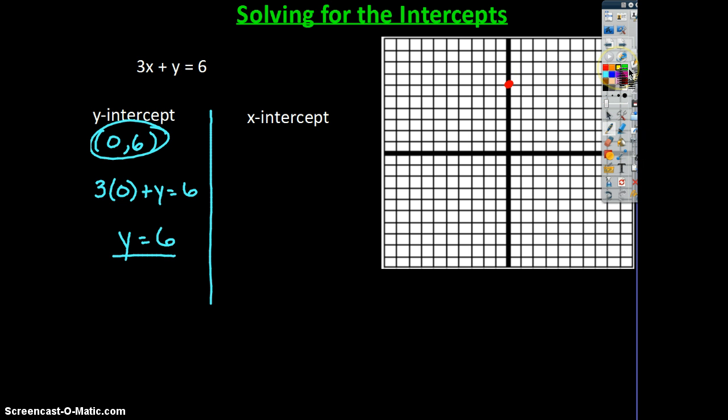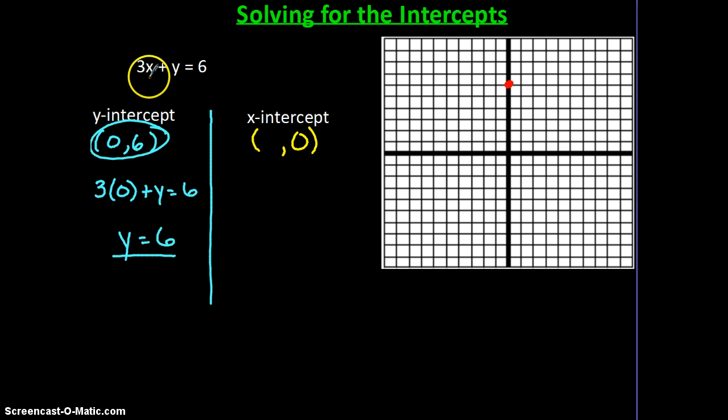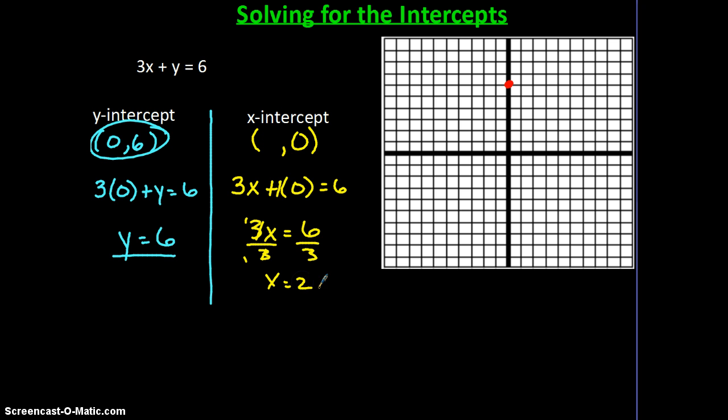Exact opposite for the x-intercept. This time, I don't know the x value, but I know the y value is going to be 0. So I'm going to take the same equation, but instead of substituting in a 0 for x, I'm going to substitute the 0 in for y. So that would be 3x plus 0 is equal to 6, which obviously, and yes, you could write in a 1 if you really wanted to, but 1 times 0 is just 0, and therefore I have 3x is equal to 6. Last step here is to divide by 3. So x is equal to 2. Therefore, my x-intercept is 2, 0.